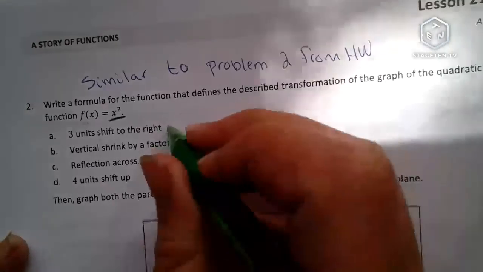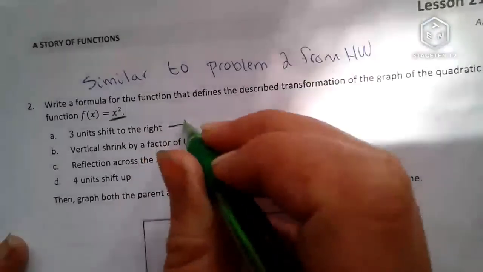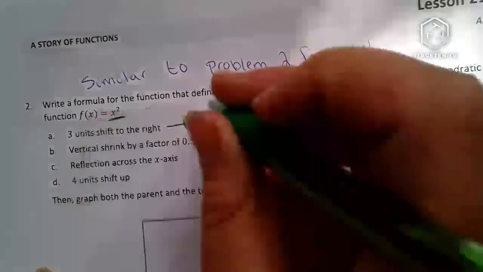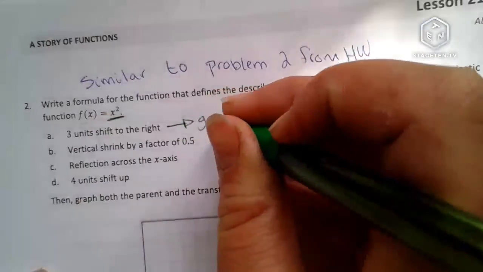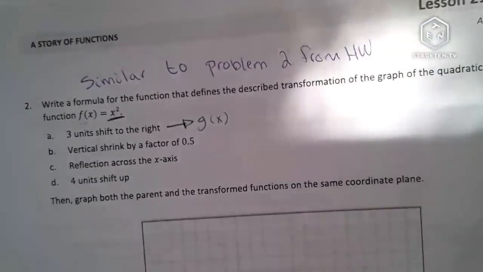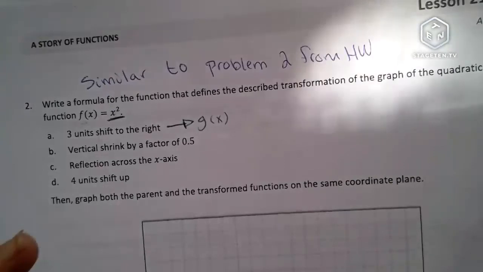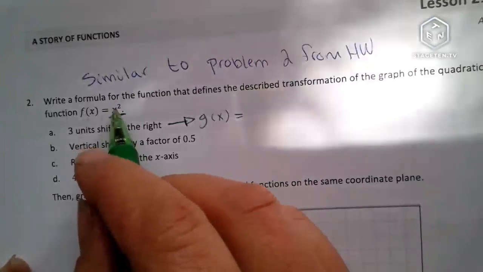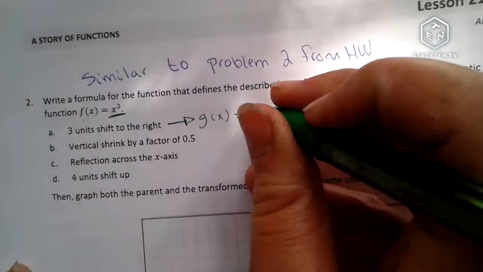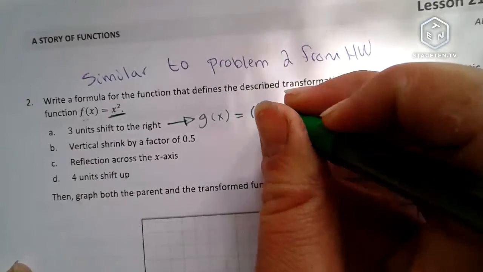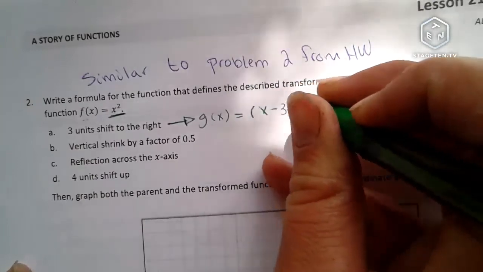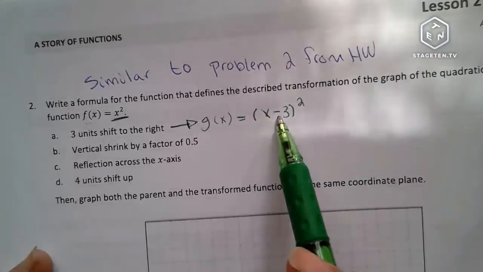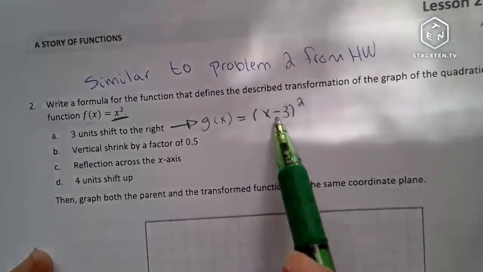So 3 units to the right. Let's look at that one first. We'll name our new function, since we have f of x, let's name our new one g of x. You could have named it whatever. Maybe your name is Ronnie, so you named it r of x because you thought that was cool. All right, so if we're moving it to the right, we know that affects what's happening to the x directly. So, in parentheses, x minus 3 squared. And that's because when you shift to the right, you do a negative sign.